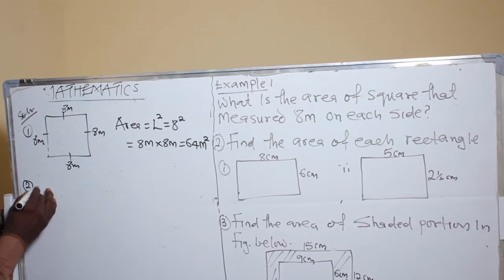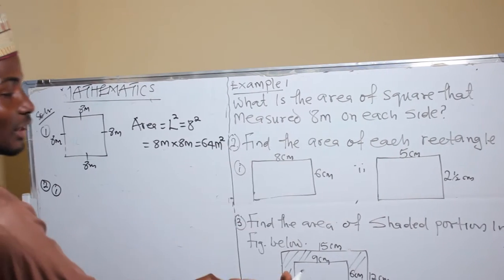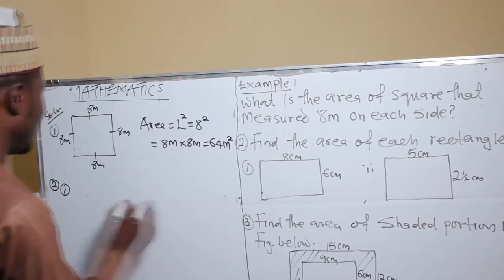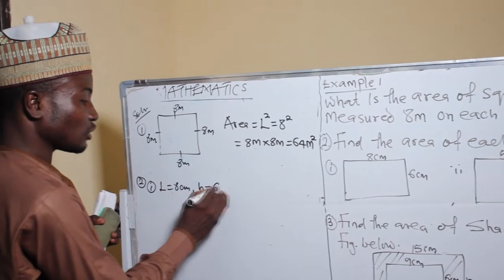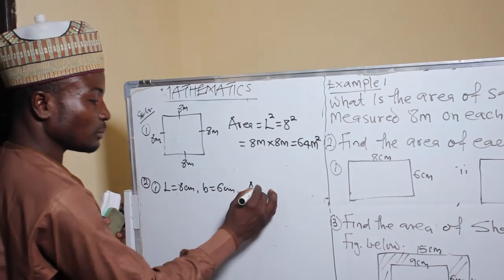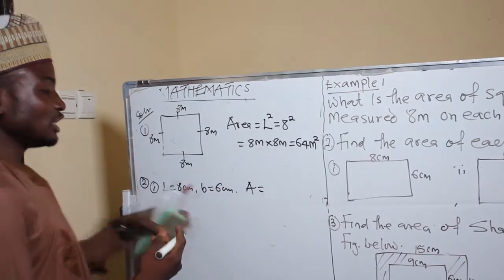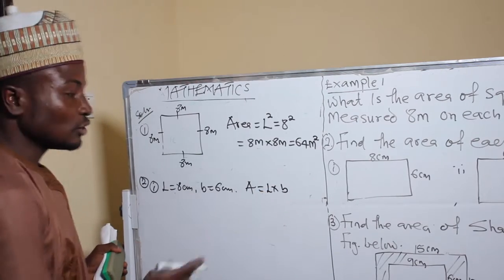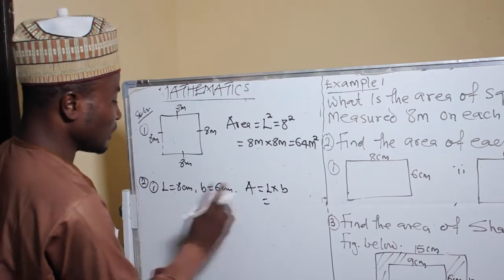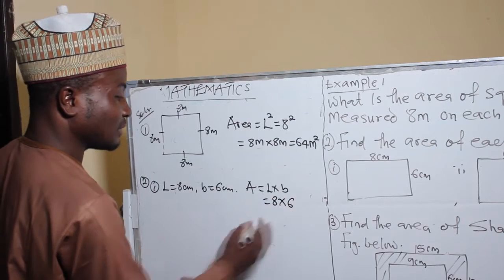Let's take the first rectangle, Roman 1. If you look at our first rectangle here, we have our length L equal to 8 centimeter and our breadth equal to 6 centimeter. So what is going to be our area? We said initially that the area of a rectangle is equal to length times breadth, right? So what is our length? 8. And what is our breadth? 6. So we have 8 times 6.